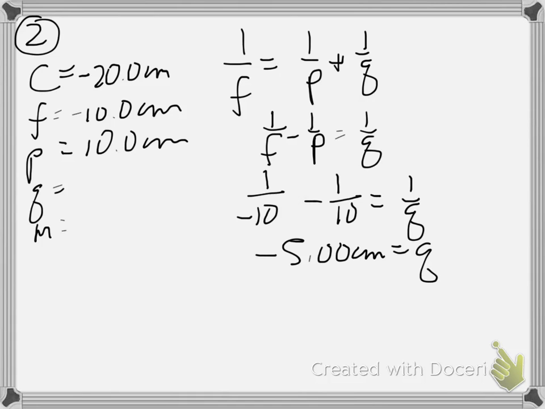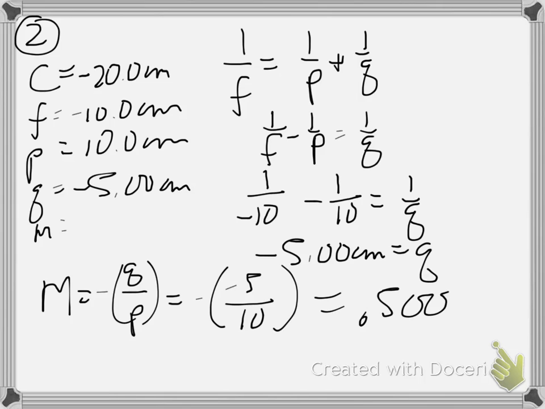Okay, so we plug in the numbers that we're given, and we get a q of -5 centimeters. So this appears 5 centimeters behind the mirror. Let's do a quick magnification. Okay, so we do our magnification, we get 0.500. So the negative here tells us this is virtual. Less than 1 tells us this is reduced. And positive tells us that it's upright. So fairly simple. Let's do the drawing.